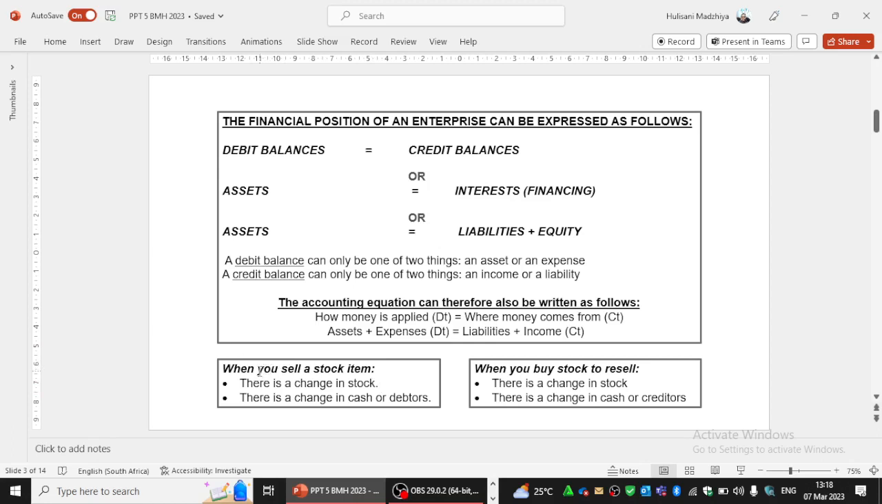Here they've given an example to say that when you sell a stock item, there will be a change in the stock account, and there will be a change in the bank account or the debtors account. And when you buy stock to resell, there are also going to be changes in your stock account, and therefore changes in your cash or creditors account. So those are the accounts that will be affected.